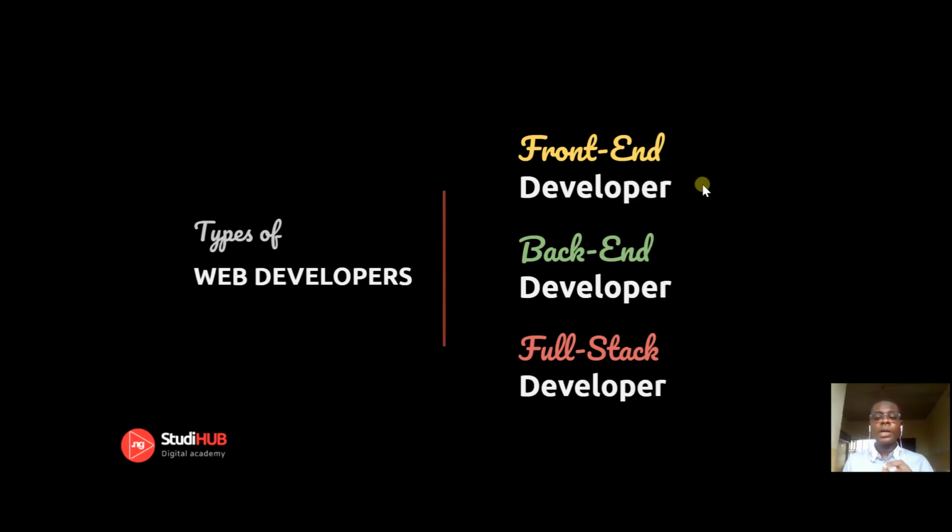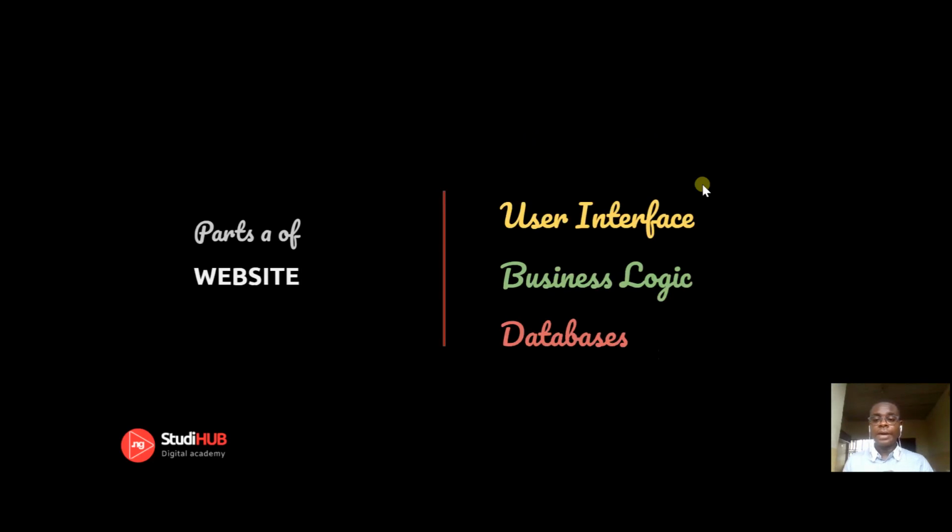But before we begin talking about the front-end web developer, it's important to note that there are three different parts of a modern web application. Three major parts. There are a lot of other parts, but there are three major parts of a modern web application. Now, we have the user interface, we have the business logic, and we have the databases.